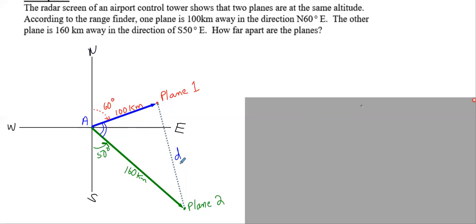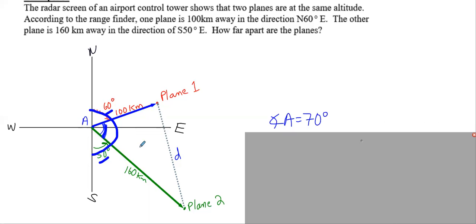So if we're trying to find that D, we pretty much have the diagram completed the way we need it. We have the two distances here. We can get this angle, which isn't too bad because this whole angle is 180, but we don't want this 60, we don't want that 50. So the remaining part is 70. So this angle A is 70 degrees.